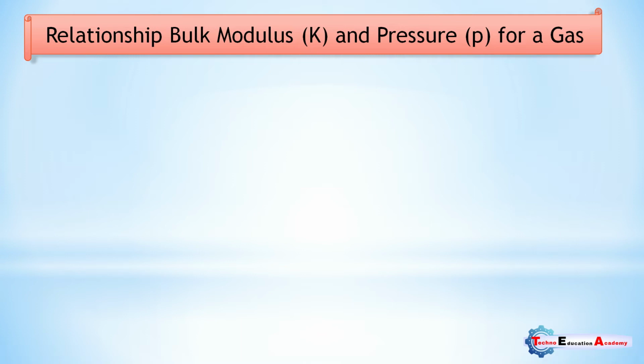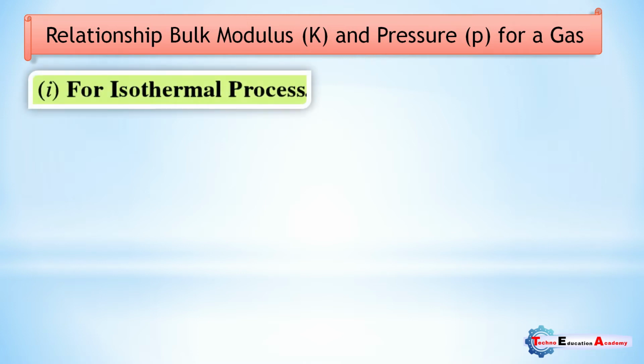Now we will derive the relationship for bulk modulus and pressure for a gas. We will derive this relationship for two processes. The first process is the isothermal process and the second process is the adiabatic process. So let us consider the first process, the isothermal process. First of all, what is an isothermal process? Isothermal means throughout the process, temperature remains constant. It does not change. It is also known as a hyperbolic process or constant temperature process.